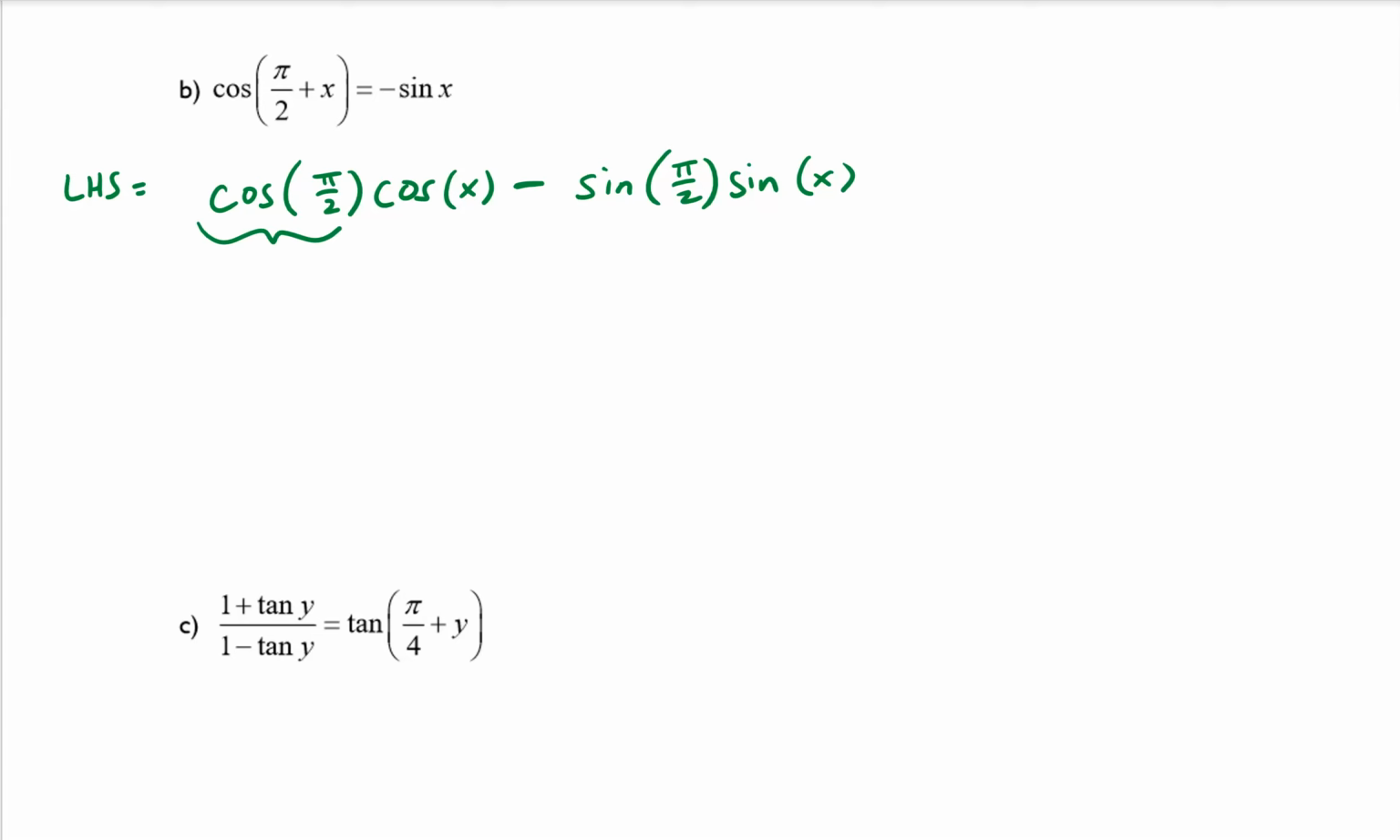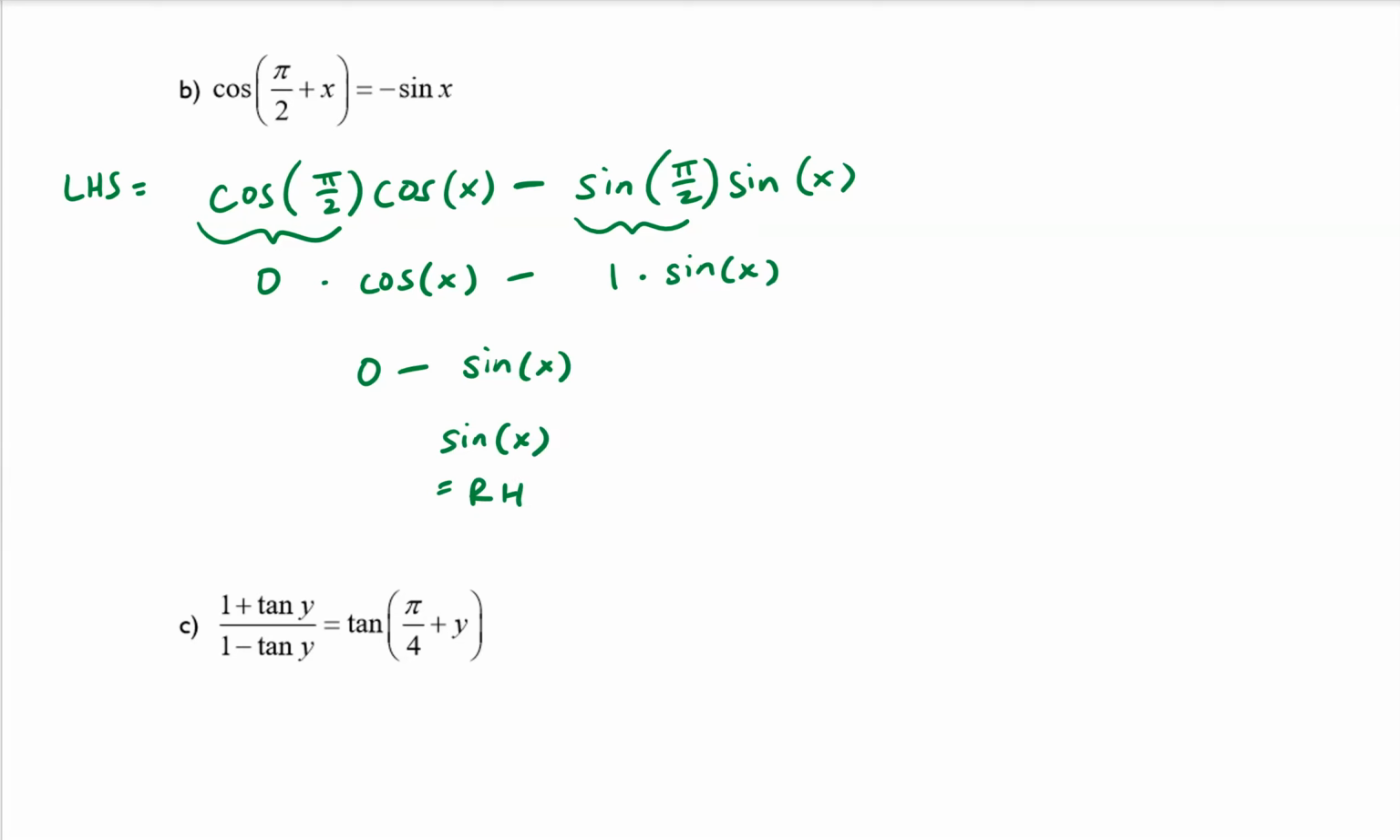And let's see if we can figure some of this stuff out. So cosine of pi over 2 we know is 0. Cosine of x, we can't really change that. And then sine of pi over 2, we know that this thing is equal to 1. And then sine of x, we can't really change anything there. So we're going to get 0 minus sine of x, which is equal to sine of x. And that's equal to the right-hand side. I forgot the minus sign. So minus sine of x, and that's equal to the right-hand side. So that shows that they are in fact equal.